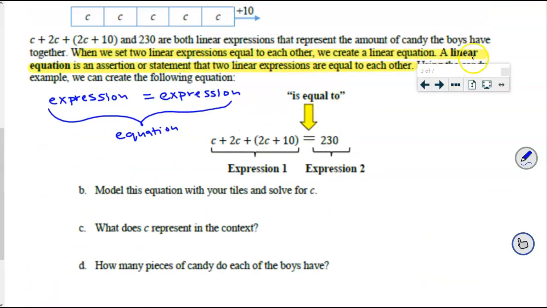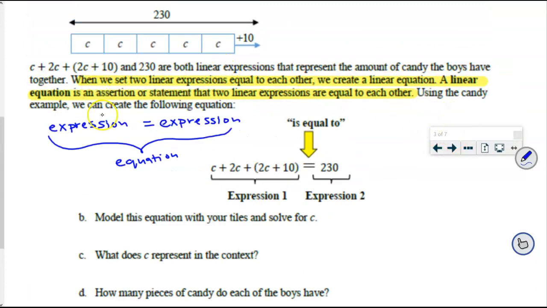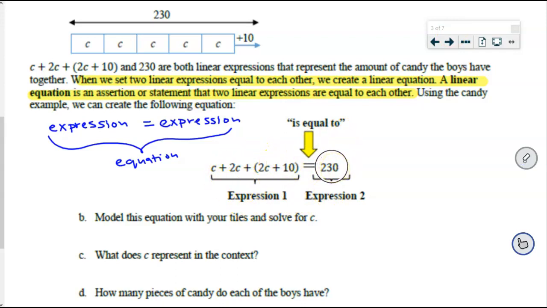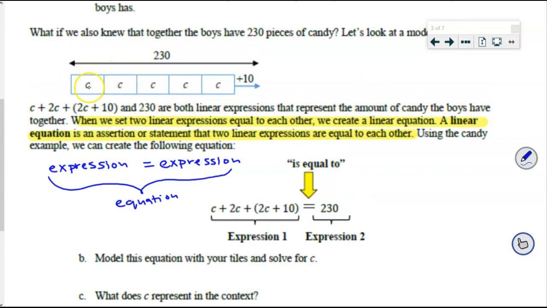We can see that here, tying it all in together to that model. We still have our C plus 2C plus 2C plus 10. And we're saying that amount, that expression, is equal to 230. So an expression equal to another expression. This is a big expression that needs to be simplified. This is a very simple or already simplified expression. It's just a number. But even just a number can still count as an expression. So what I want to do, it says model the equation with your tiles and solve for C. I don't think that we need to model it with the tiles. I think this is a pretty good model here already. I don't think we need to redraw anything.